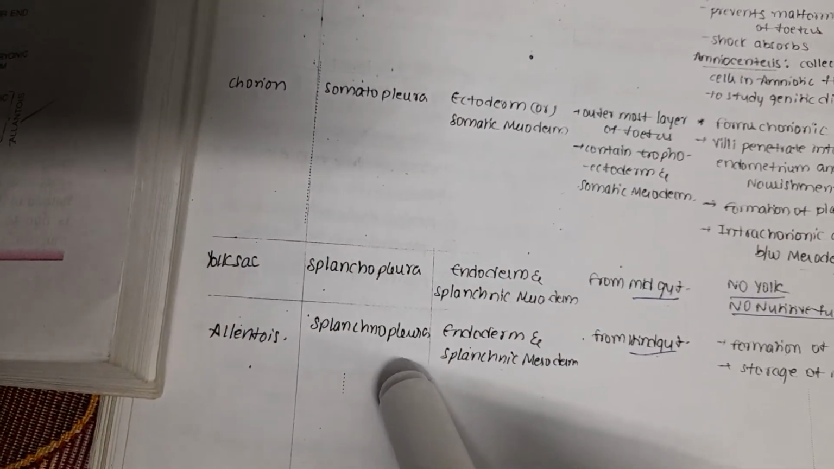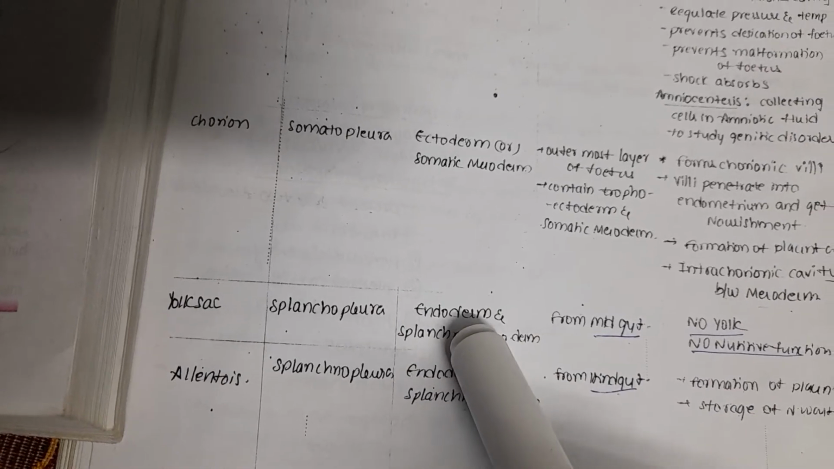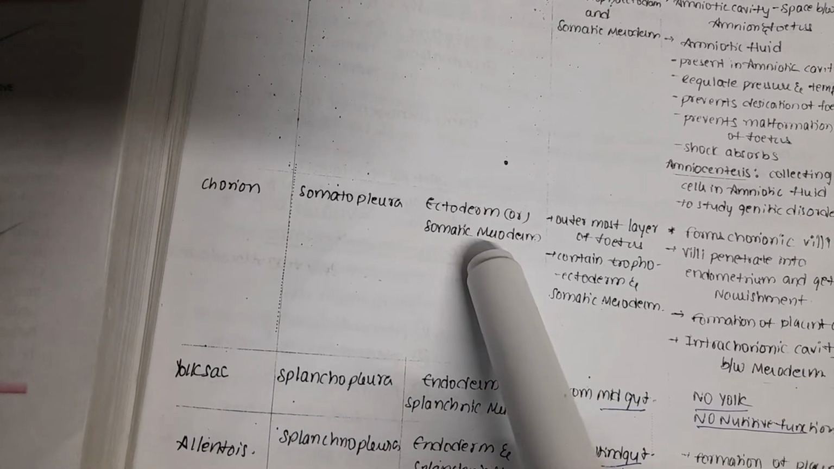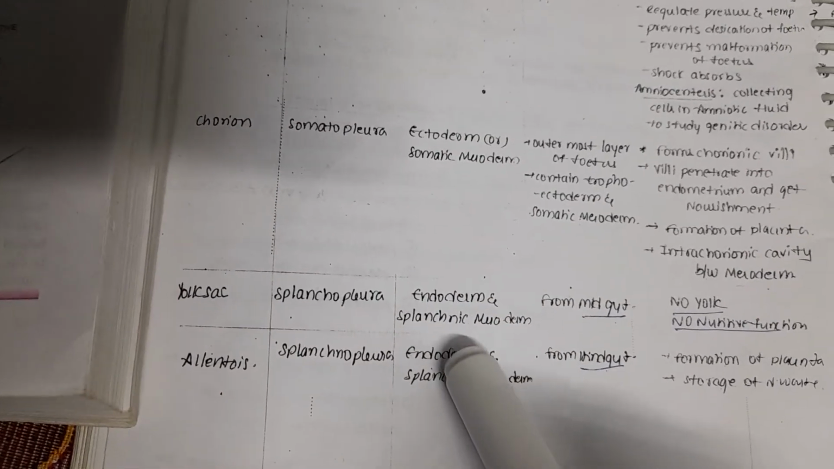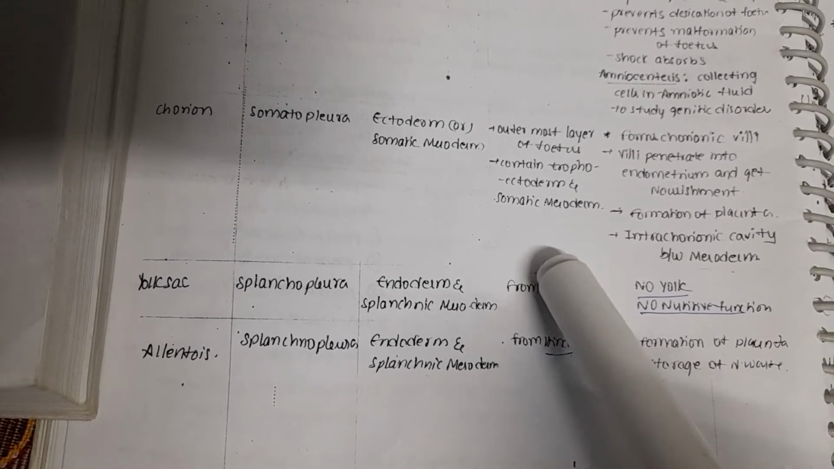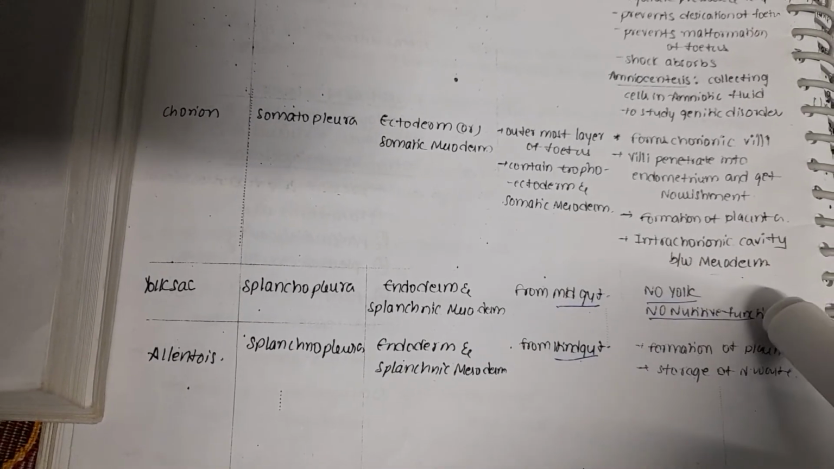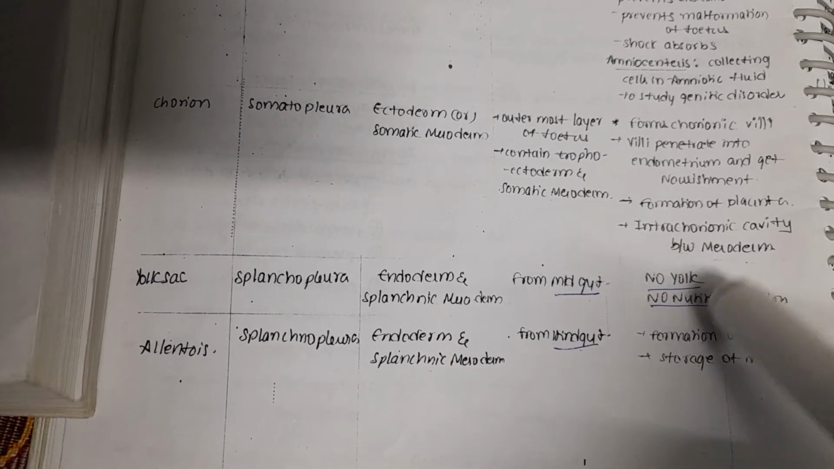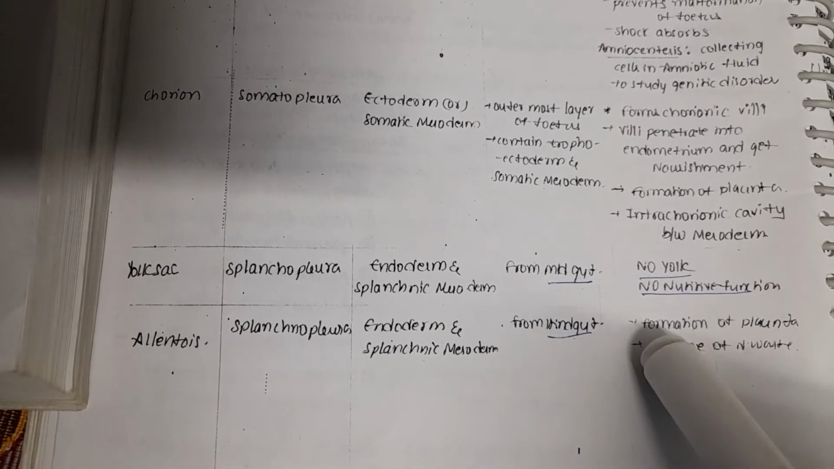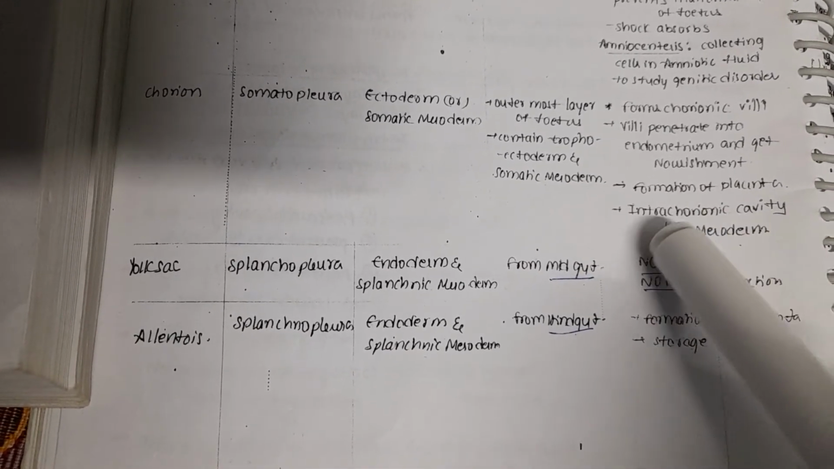Yolk sac, splanchnopleura. Here somatopleura. Splanchnopleura: here endoderm and splanchnic mesoderm. Here ectoderm and somatic mesoderm. Endoderm and splanchnic mesoderm form the midgut. No yolk is present here, and no nutritive function here. But in some animals it performs the nutritive function. It contains yolk.